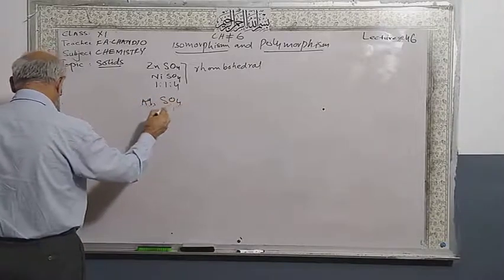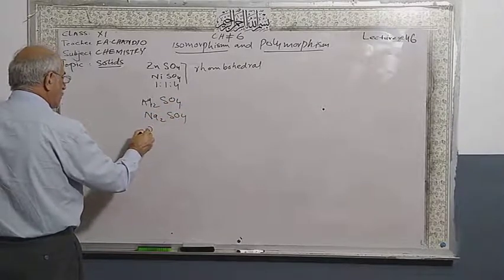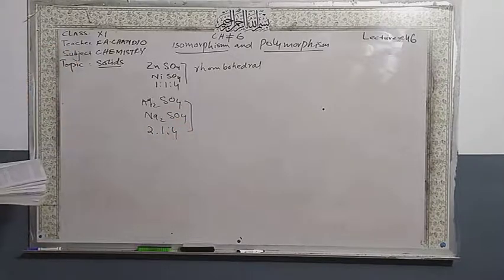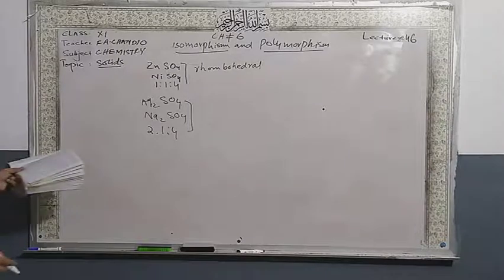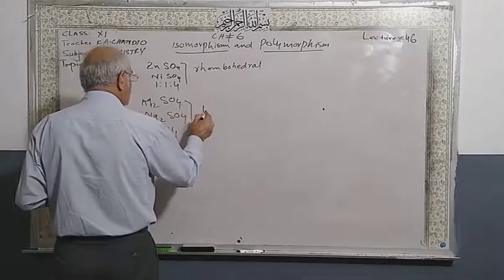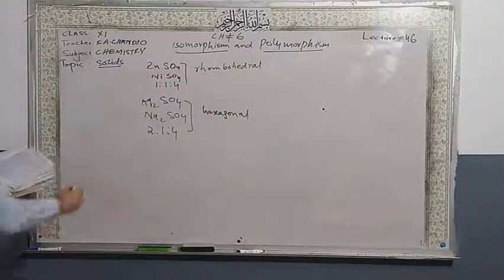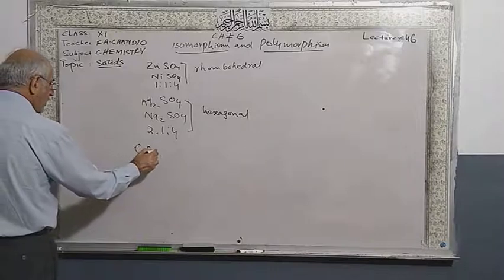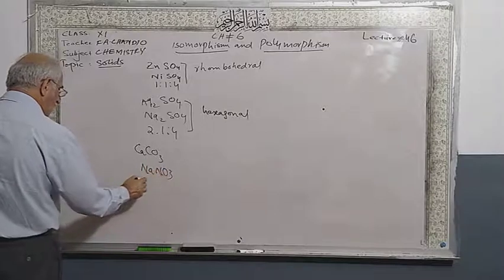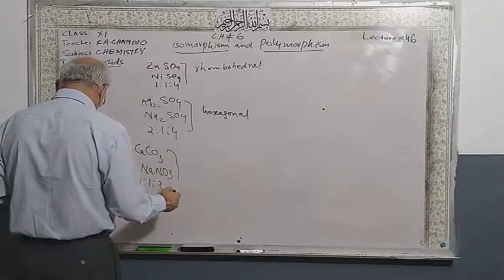Silver sulfate and sodium sulfate, ratio 2:1:4. These two have a hexagonal form. Calcium carbonate and sodium nitrate, ratio 1:1:3, are also isomorphous.